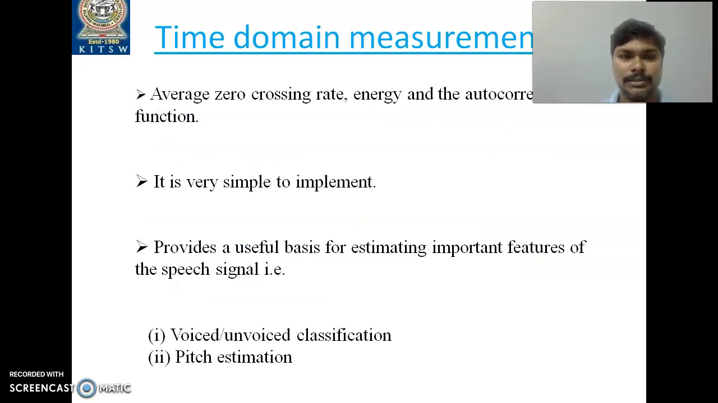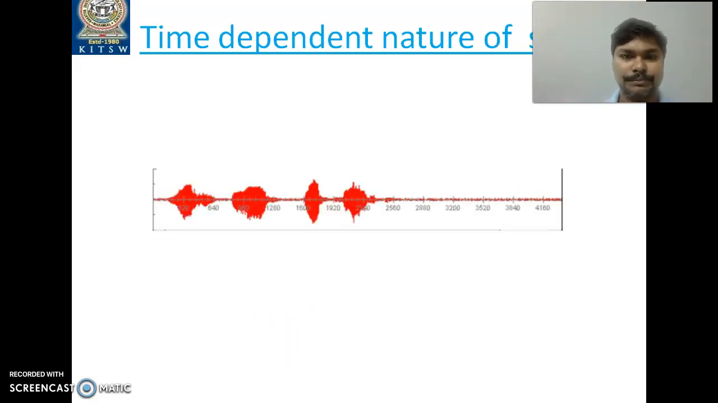Coming to the measurements, there is the average zero crossing rate, energy, which is also one of the measurements for a speech signal, and the autocorrelation function. These are very simple to implement and provide a useful basis for estimating important features of the speech signal. With them we can do voiced or unvoiced classification, and pitch estimation can also be done with the help of the time domain measurements.